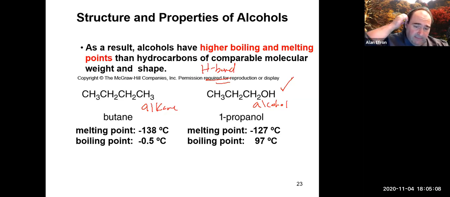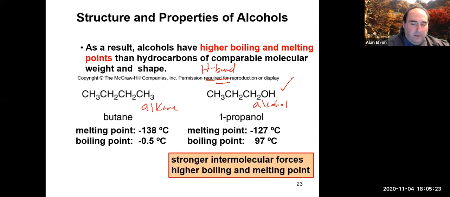The butane is minus 0.5 degrees Celsius in terms of its boiling point, while the alcohol there, because of that OH group, has a boiling point of about 97 degrees Celsius. So a very significant difference in the boiling points here. Because of that stronger intermolecular force, we see higher boiling points and higher melting points. So sort of our winner in terms of different organic compounds that we've talked about so far is the alcohol. The alcohol is still going to be the highest in terms of boiling points.